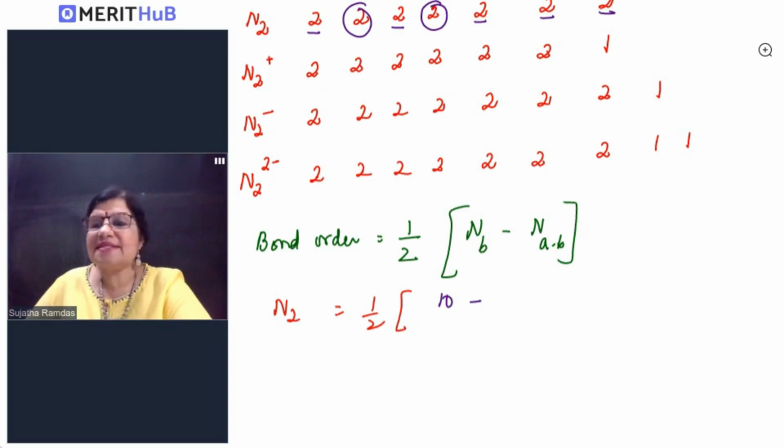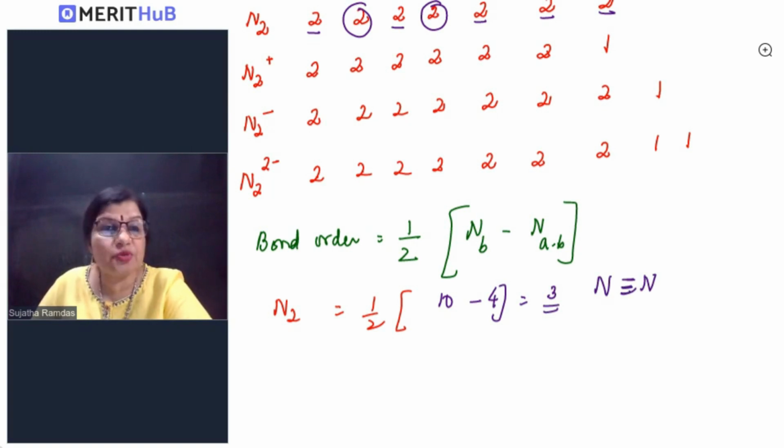Sigma star 1 is, sigma star 2 is. So 4. 10 minus 4, 6 by 2 is 3. That's also evident from the structure of nitrogen. There are 3 bonds between the 2 nitrogen atoms, and therefore the bond strength or the bond order in the nitrogen molecule will be 3. That is about N2. Okay, we finished N2, the first one.